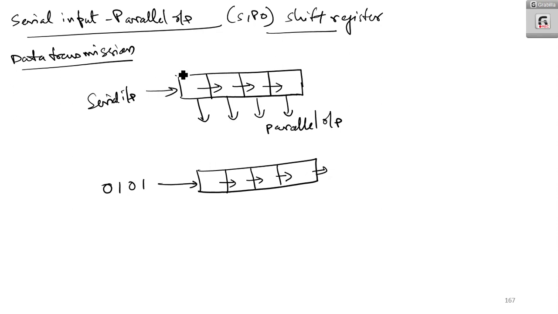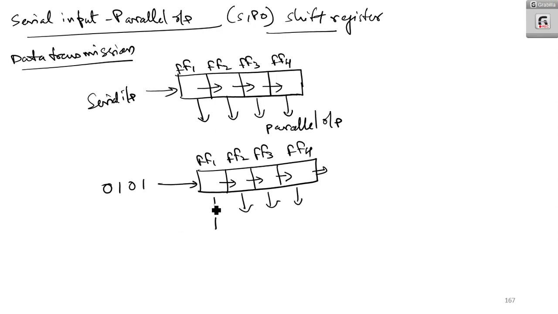Okay. So this is flip-flop number 1, flip-flop number 2, flip-flop number 3, flip-flop number 4. This is f of 1, f of 2, f of 3, f of 4. Now in the first clock pulse, what happens? 1 will come out from here, right? So 1 is taken out.